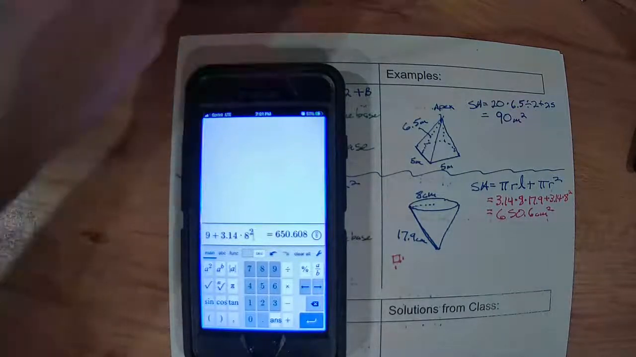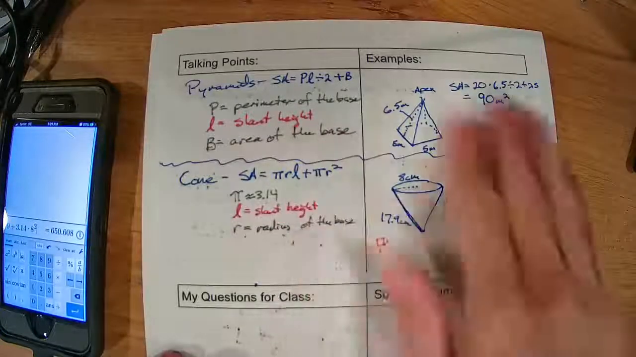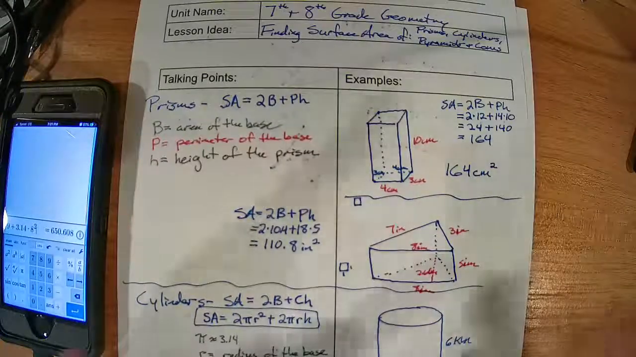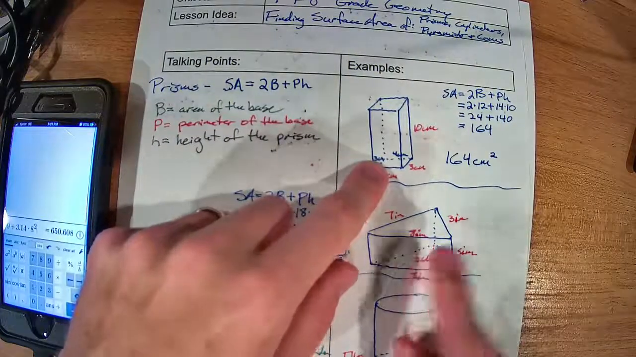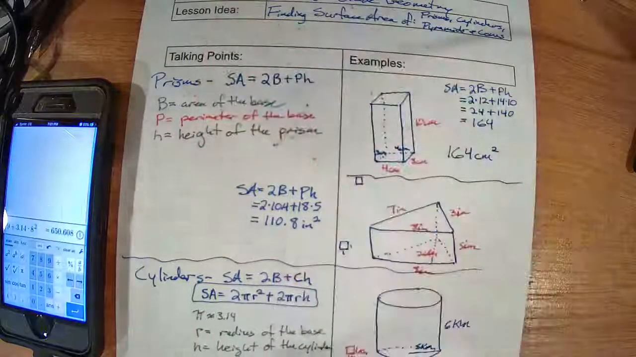So that's what we're doing today, surface areas. That gets you a good start. You've got all of your formulas. You've got examples of each one, and we'll do these in class. Sometimes we'll have to make exceptions, like whether we're dealing with a rectangular base versus a triangle base with our prisms. But for the most part, if you know these formulas and can work them, you'll be fine.